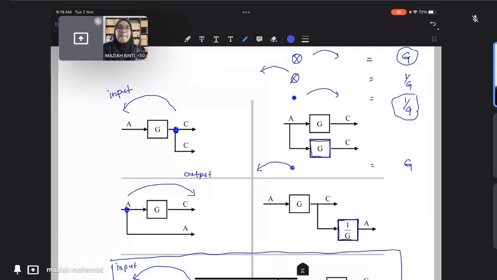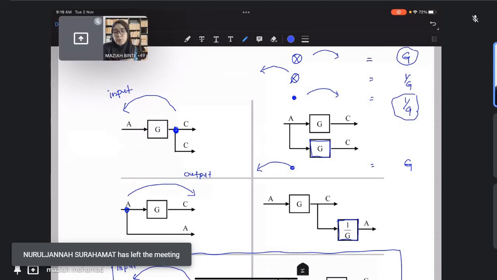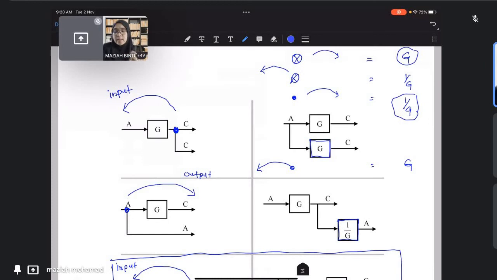Any question so far? We have three rules so far. Series block diagram, you multiply them. Moving a summation point, you will have two, toward the output and toward the input, whether you multiply with G or 1 over G. And then for the pick-off point, it is the same. Moving toward the output and toward the input, you will also have 1 over G and G. Any question on that? Am I too fast?